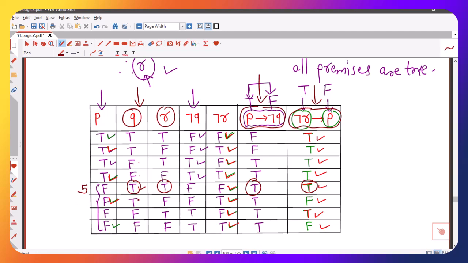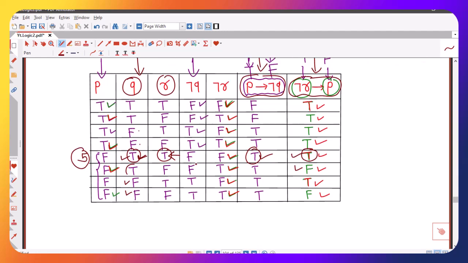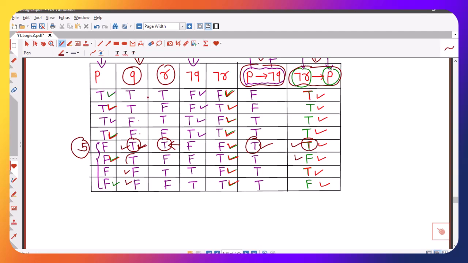So in row 5 we find that whenever premises are true, R is also true. Then in row number 6 Q is true but this is false, so we are not interested in row 6. Then in row 7 Q is false. In row 8 Q is also again false. So there is only one row in which these premises P implies negation Q, negation R implies P and Q are true, and the corresponding value of conclusion R is also true. That means whenever premises are true, the conclusion is also true, therefore the given argument is valid.